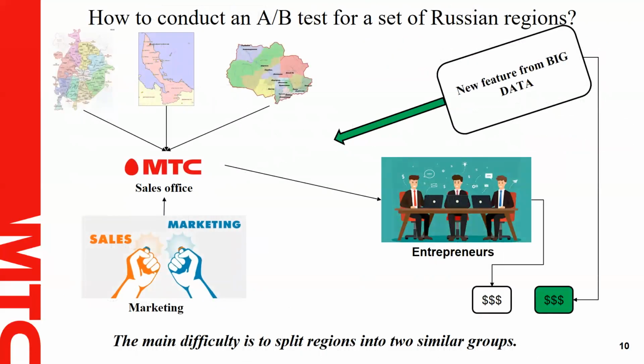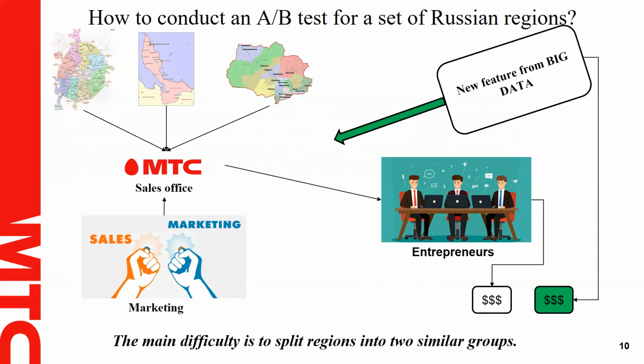Let's now move on to the next section, how to conduct A/B test on regions. Let's try to apply some of the methods that we are now familiar with. I want to tell you about a real case that I encountered and in which it all came in handy. Why is this important? What was the task?